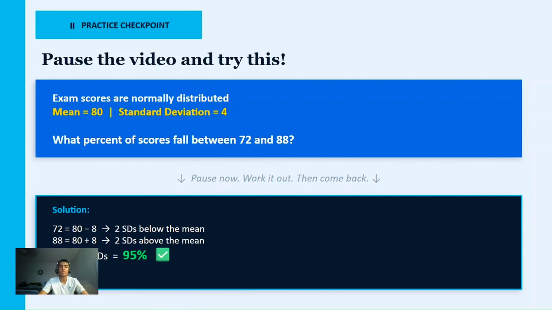A set of exam scores is normally distributed with a mean of 80 and a standard deviation of 4. What percent of scores fall between 72 and 88? 72 is 80 minus 8. That's 2 standard deviations below the mean. 88 is 80 plus 8. That's 2 standard deviations above the mean. Within 2 standard deviations, 95%. That means the answer is 95% of scores fall between 72 and 88. If you got that, nice work.